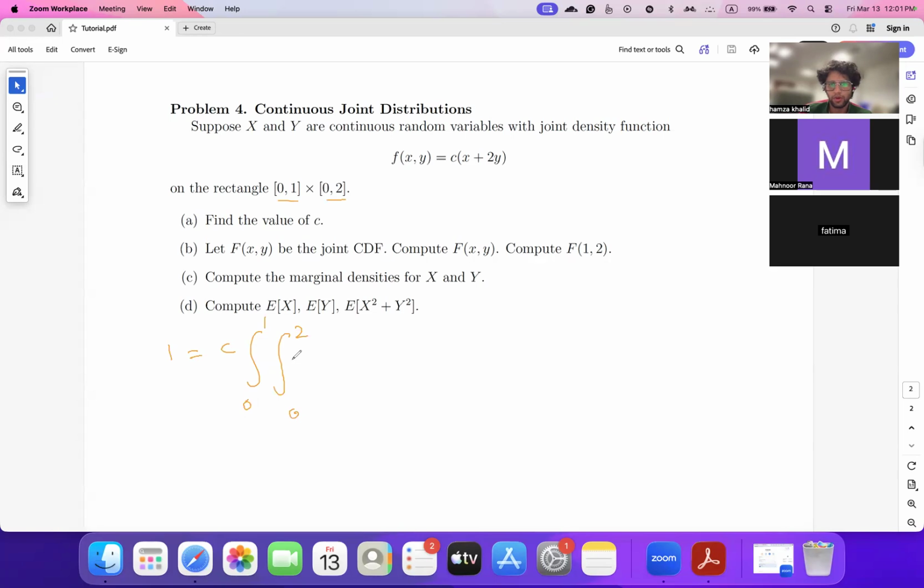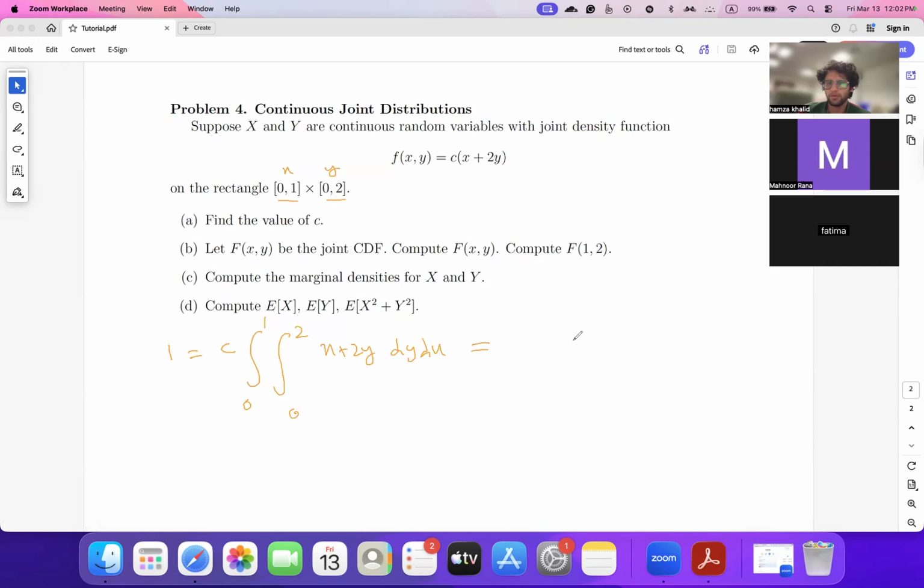Well, for the 0 to 1, let me see if I take that to be in positive. Yeah, x is 0 to 1. So this is for x and this is for y. So x plus 2y, right? And then dy dx. How would you solve it?